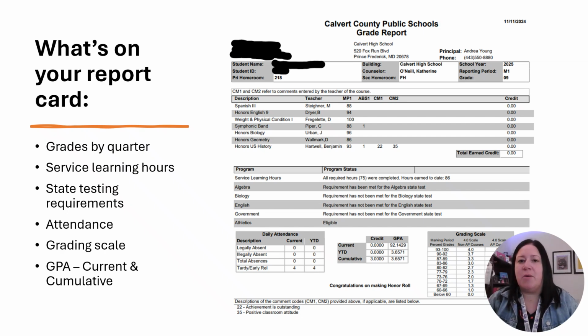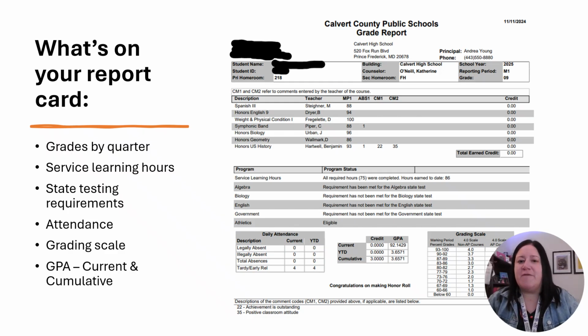So if we're looking at your report card, at the very top, it has personal information about you: your name, your school, the school year, the marking report card period, your homeroom, your counselor, all of that basic information in that top first section. Then the next part has information about your classes and your grades. So it'll have a grade for each one of your classes.